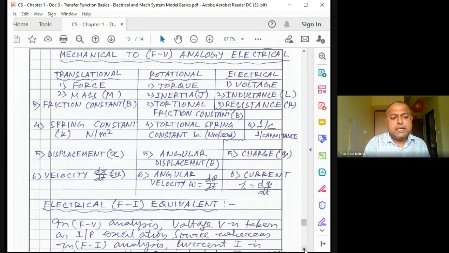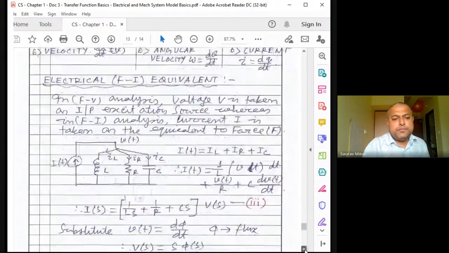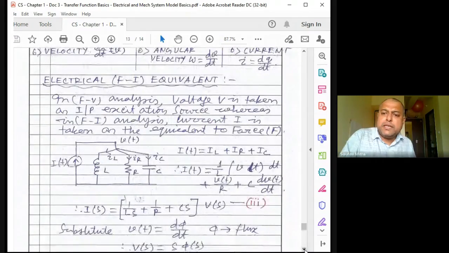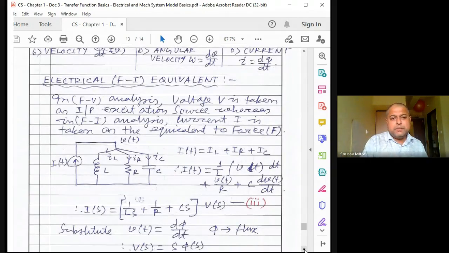Now let us see what the F-I analogy is. You have seen two circuits. One is the series RLC circuit, which was the previous circuit. Now you can keep all the R, L and C in parallel. This is a different kind of modeling. Whatever MBK system, mechanical system, the same MBK system can be made equivalent to F-I as well. F stands for force, mechanical, and this is a current analogy of the same circuit.